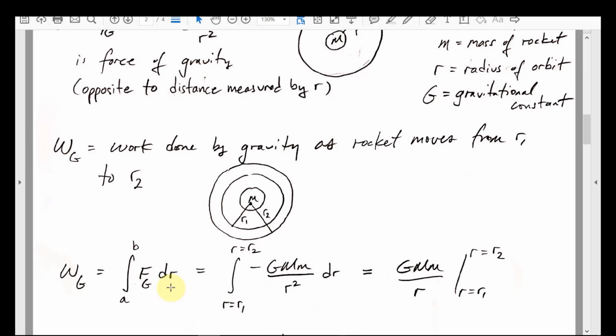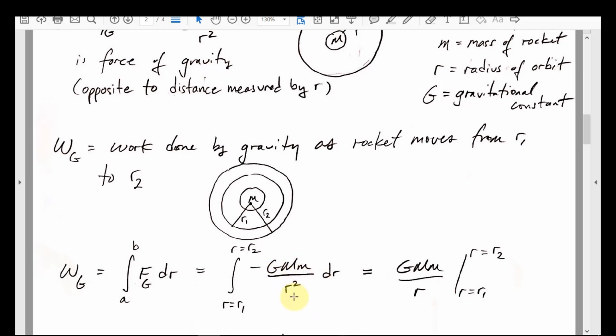That's a topic for another video, but it doesn't matter what path, and so we're just going to sum up the force from radius 1 to radius 2. Whatever path is used, this will be the total work done.